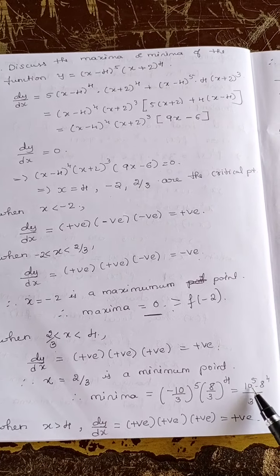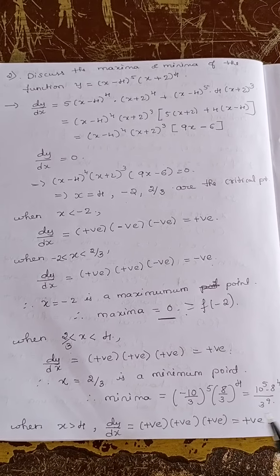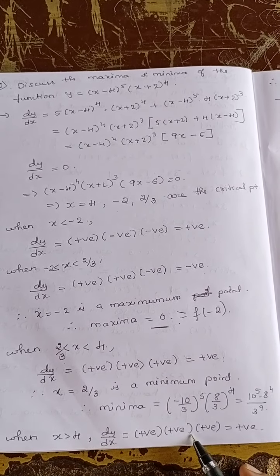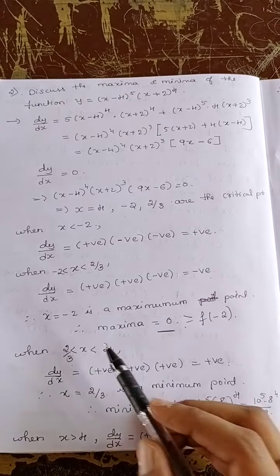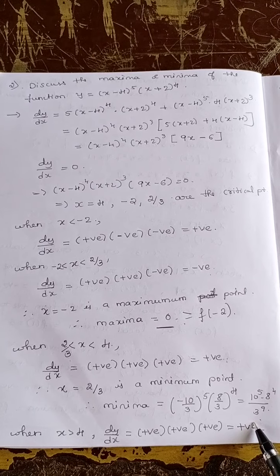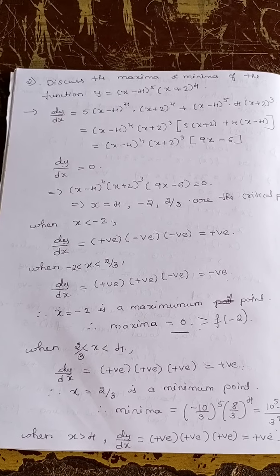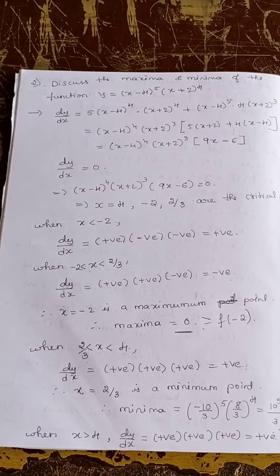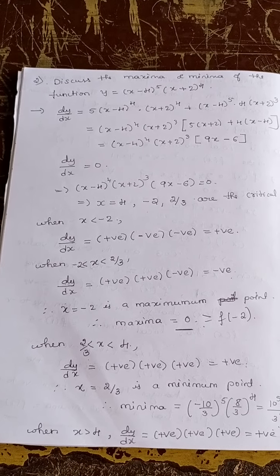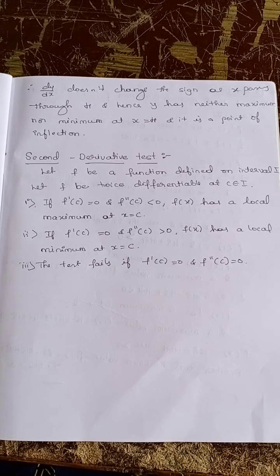Therefore minima is equal to 10 power 5 into 8 power 4 divided by 3 power 9. When x is greater than 4, its value is positive. Here less than 4 is also positive, greater than 4 is also positive. That means dy by dx does not change the sign as x passes through 4, hence y has neither a maximum nor a minimum at x equal to 4. It has a point of inflection.